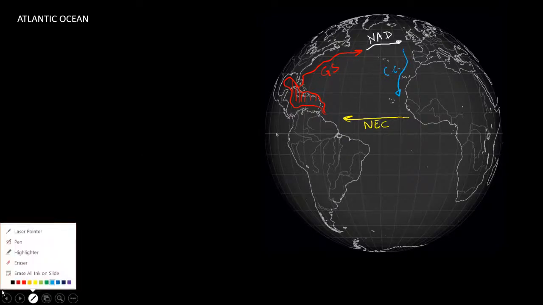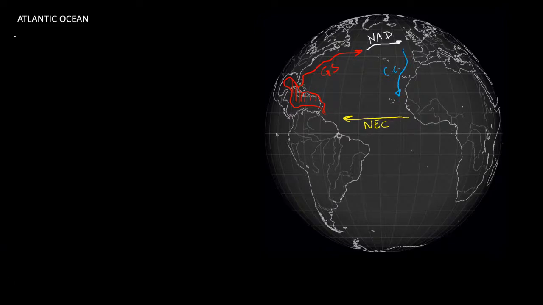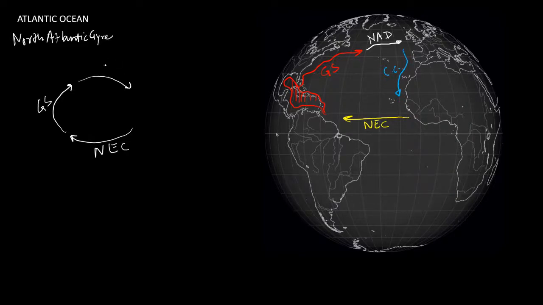So in the North Atlantic Ocean, we get the North Atlantic gyre, made of the North Equatorial Current, the Gulf Stream, the North Atlantic Drift, and the Canary Current. This is the equator.